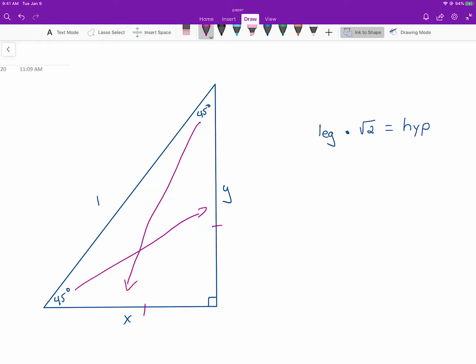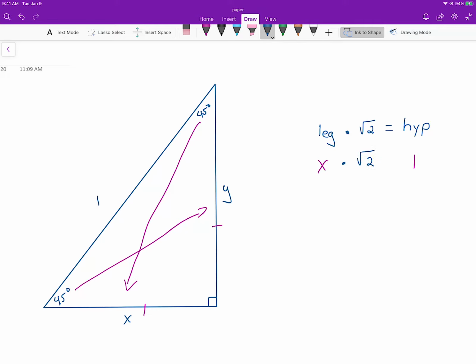Okay, now I'm going to think about what I know about special right triangles. And I know for a triangle that has two angles with 45 degrees, the leg times the square root of 2 will equal the hypotenuse. And now I'm going to substitute in the values we're given. Let's first start by just solving for x. X is one of my legs, and I know my hypotenuse is 1, and I'm going to multiply that times the square root of 2.